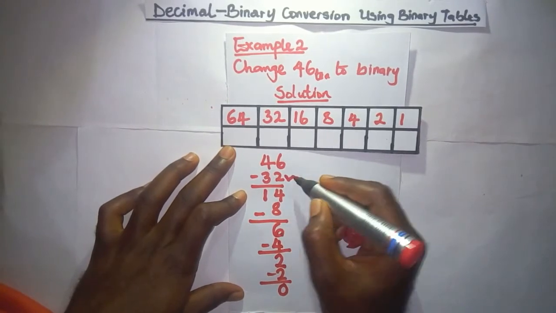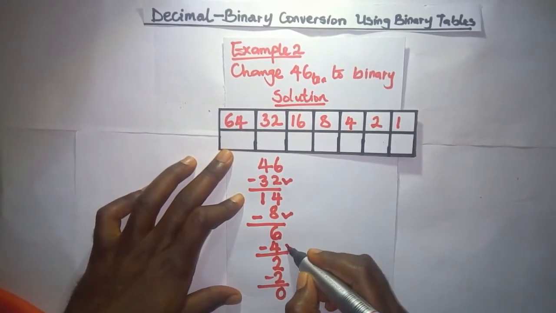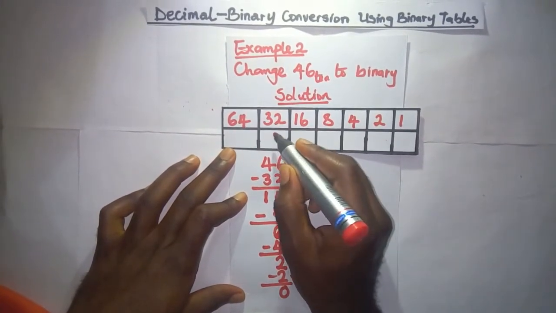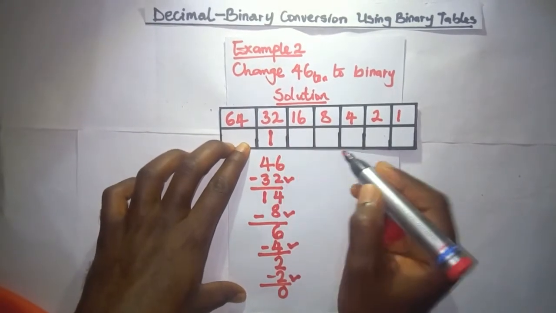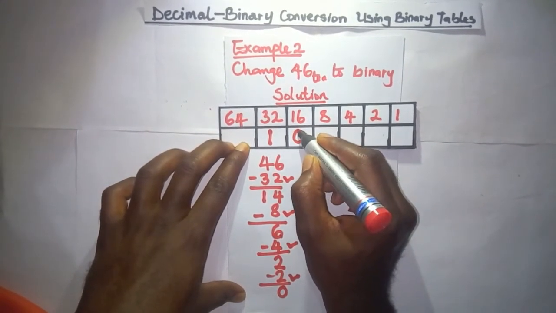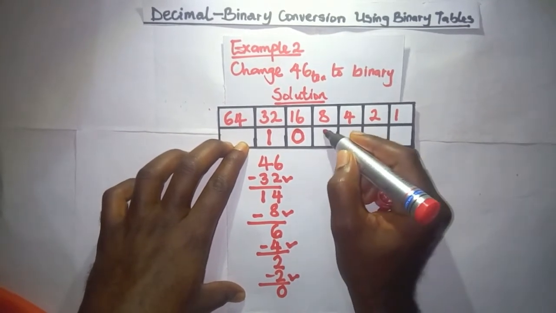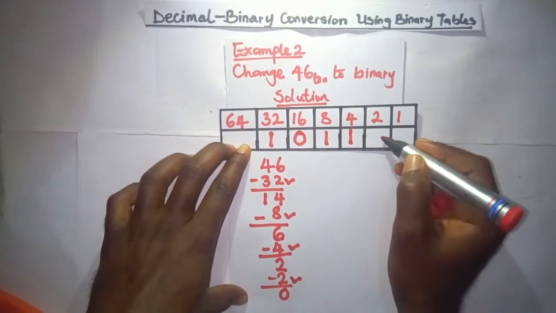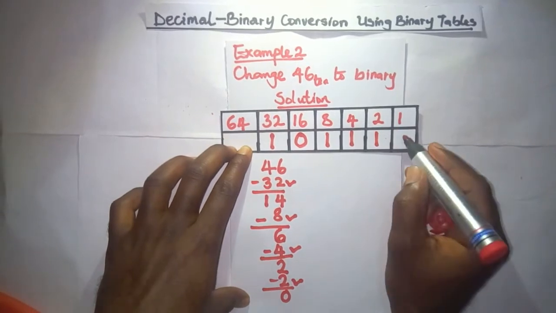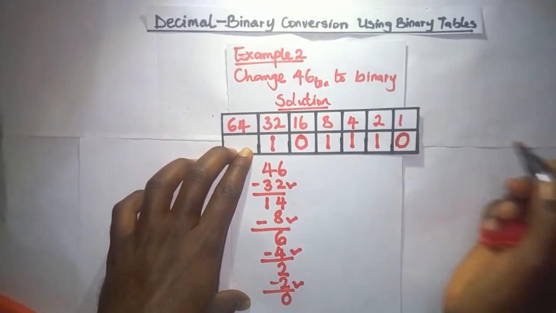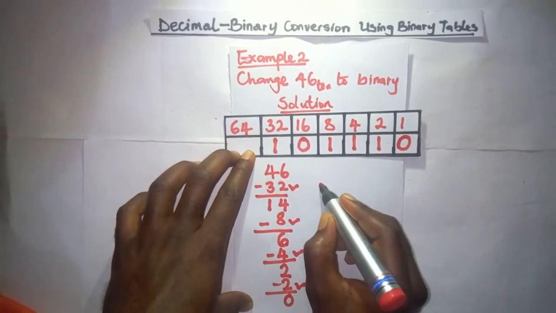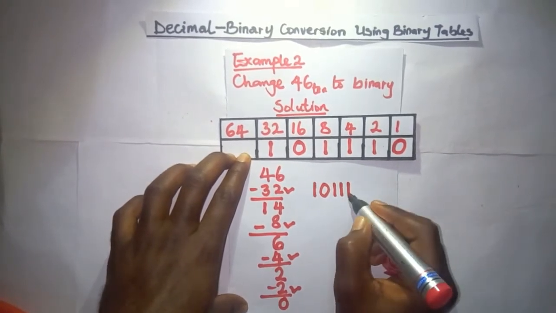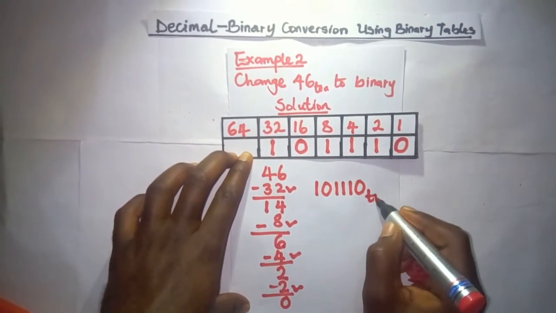Therefore, we are making use of 32, making use of 8, making use of 4, and then we are making use of 2. So let us indicate here. 32 is a yes because we are making use of it. 16 is a no. We are not making use of 16. We are making use of 8, a yes. We are making use of 4, a yes. We are making use of 2, a yes. We are not making use of 1. So we have no represented with 0. So at the end, we will have our answer as 1, 0, 1, 1, 1, 0, base 2.